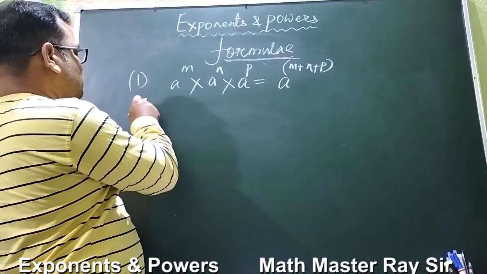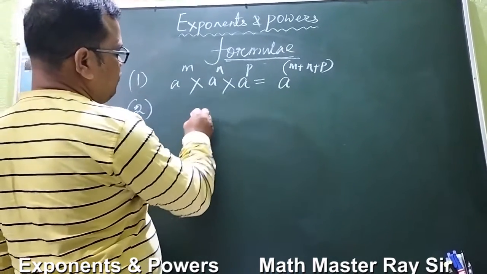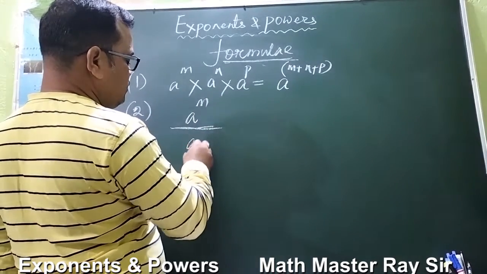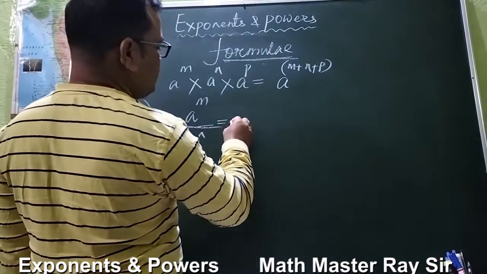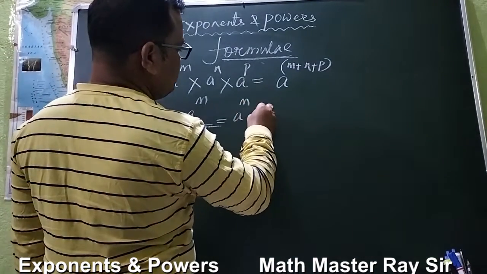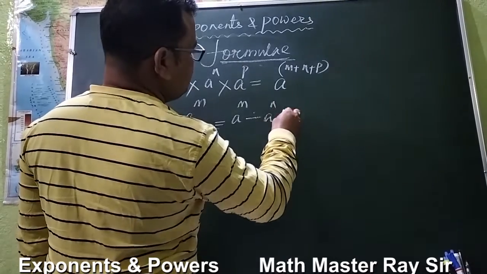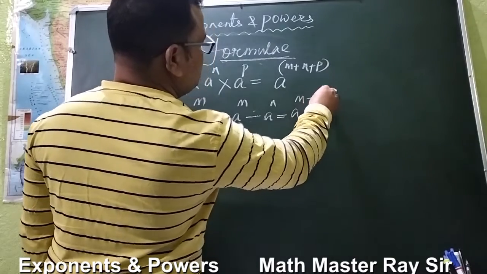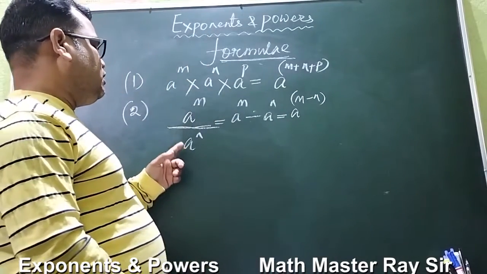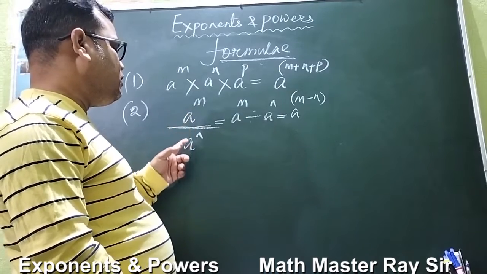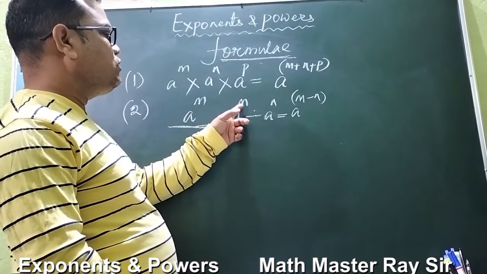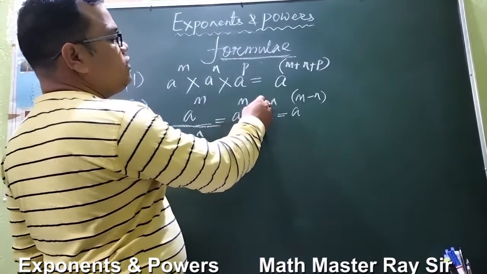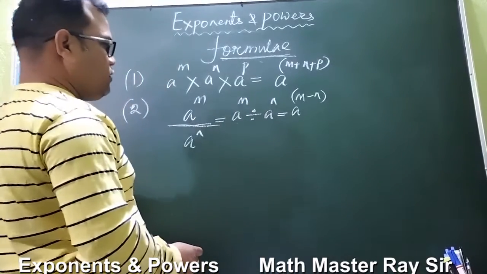Second formula. If the terms are divided with the same base with different powers, then the powers will be subtracted. A to the power m divided by a to the power n, hence you can write like this. This is same as this one, and here the powers will be subtracted.